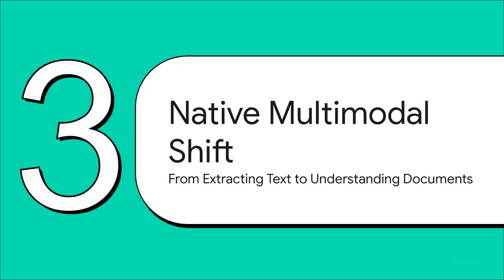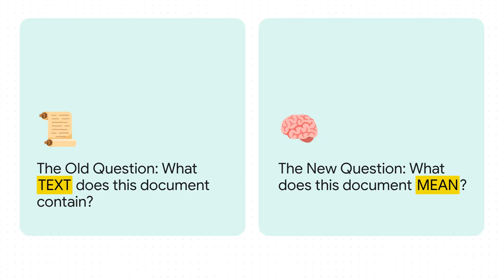So all of this pain is what's pushing us towards this fundamental shift in architecture. We are moving away from just extracting text and into a new world where our models can actually understand documents the way a human does. And really, it all comes down to this. The old pipeline was built to answer one simple question: what text is in here? But these new native multimodal models, like Gemini, they're designed to answer a much more useful question. What does this document actually mean, including its layout, its images, the text, the whole shebang?